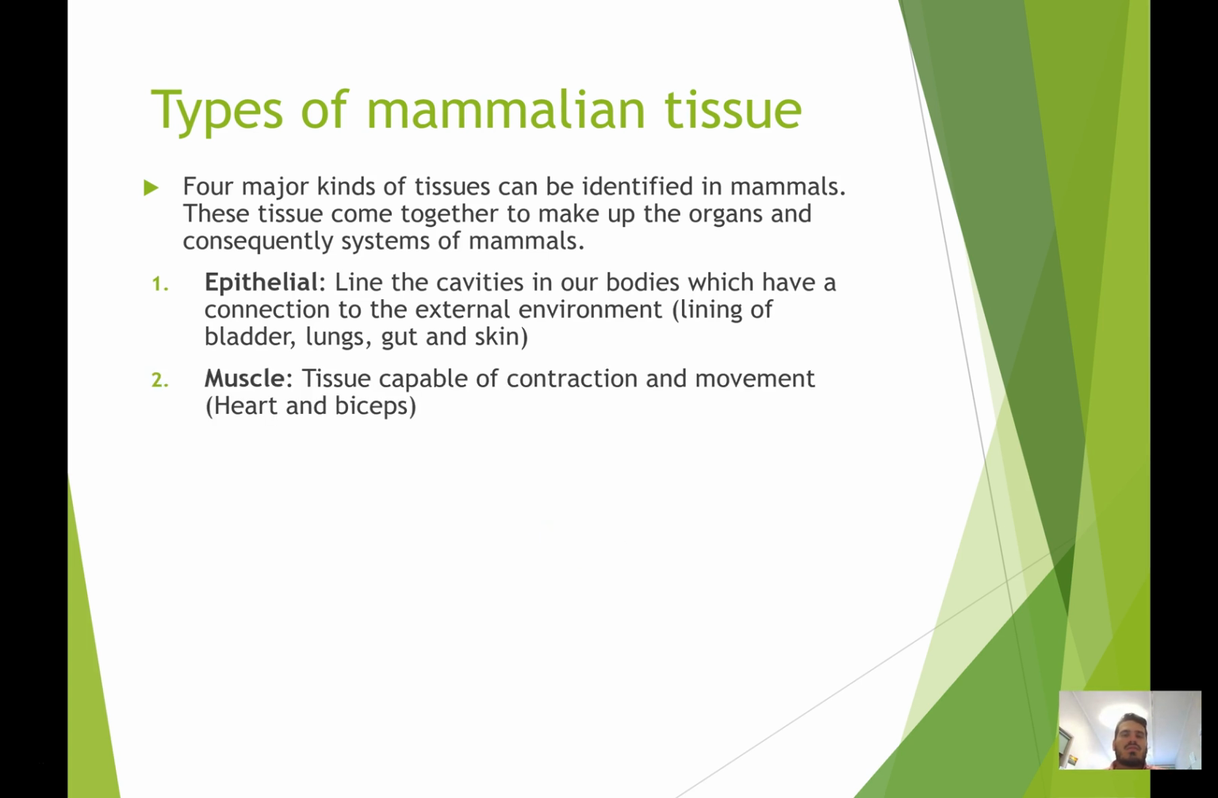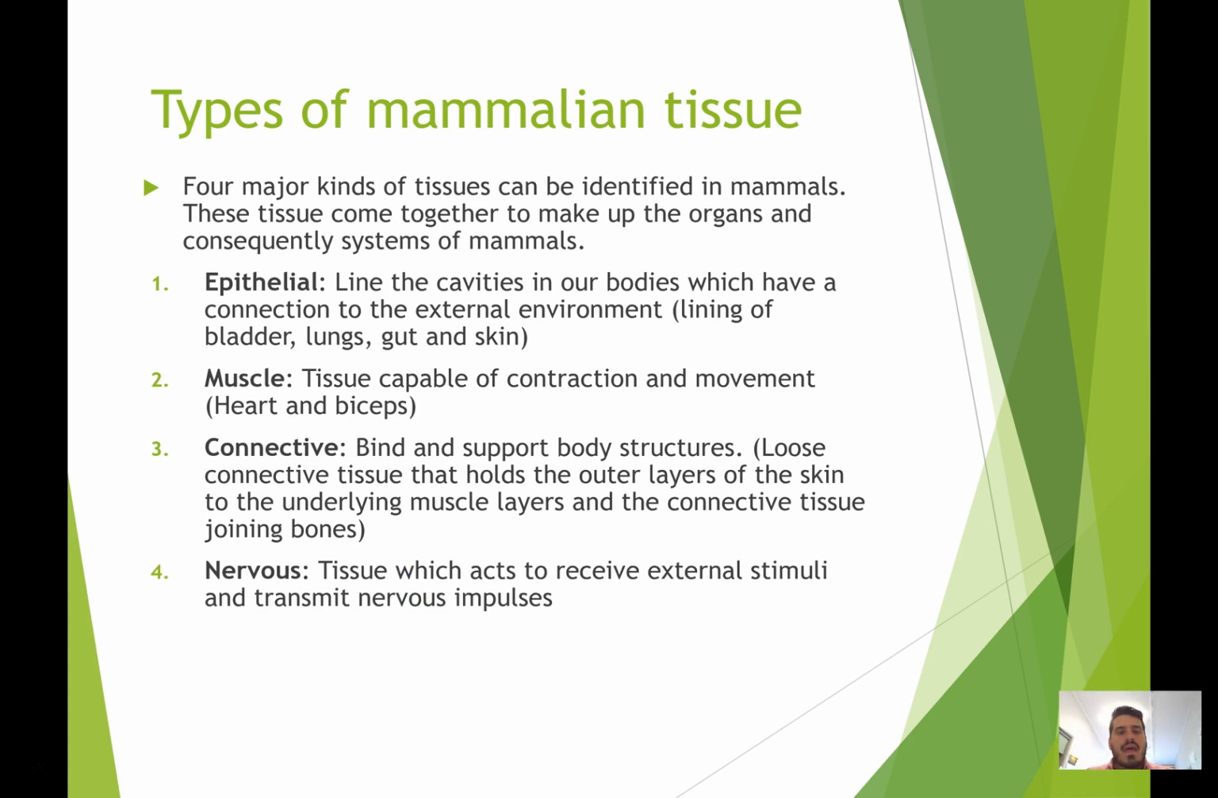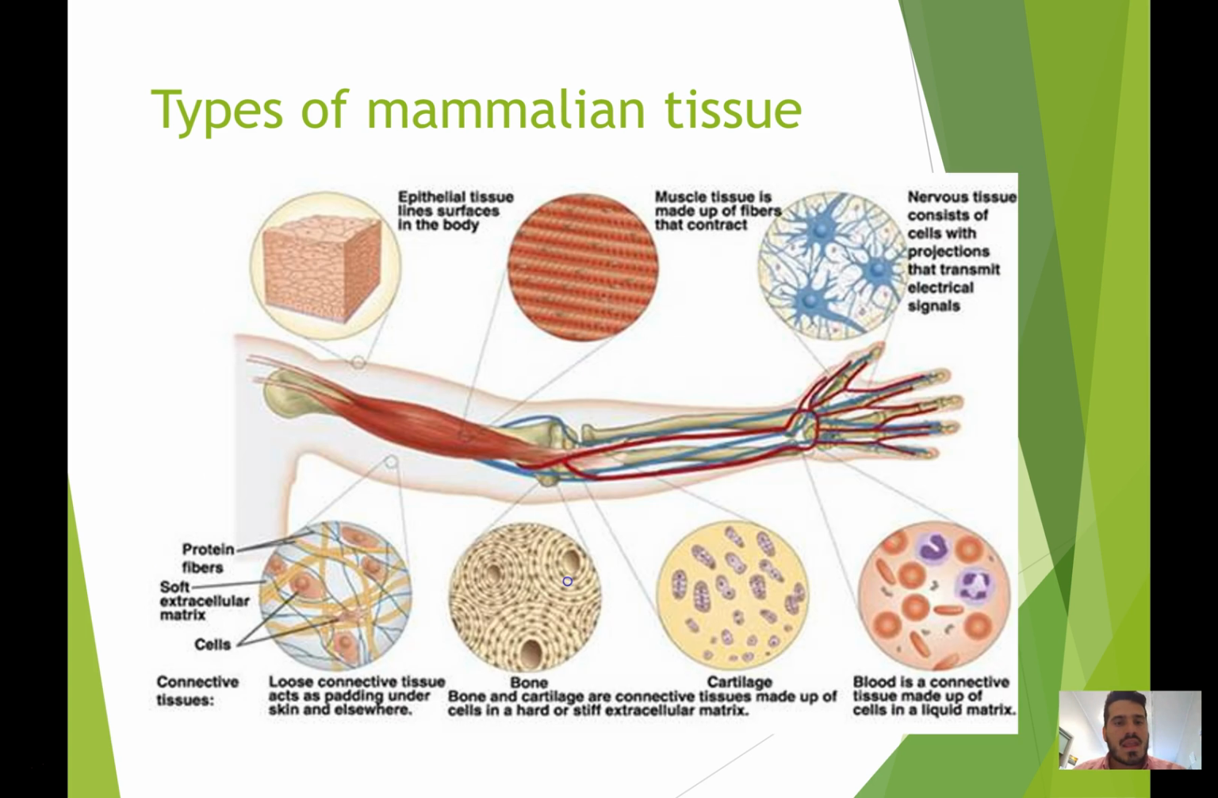Muscle tissue is the next kind of tissue, so this is tissue that's actually capable of contraction and movement. So your heart, we're going to look at this quite a bit, your biceps, for some of us. Connective tissue is binding and supporting tissue. So loose connective tissue holds the outer layers of the skin to underlying muscle, or else if you pulled your skin, you'd be able to sort of pull it off, which wouldn't be good. And connective tissue joining bones, for example. So for, what's that called? Cartilage, that's it. And we've got things like nervous tissue, which is tissue that acts to receive external stimuli and transmit nervous impulses and means that I can move my hands.